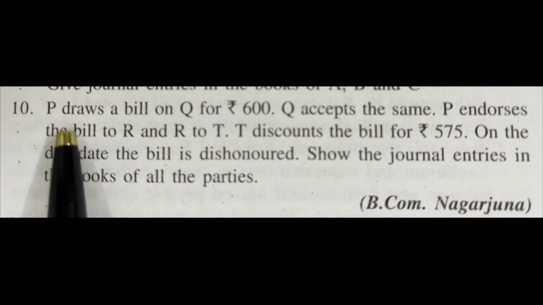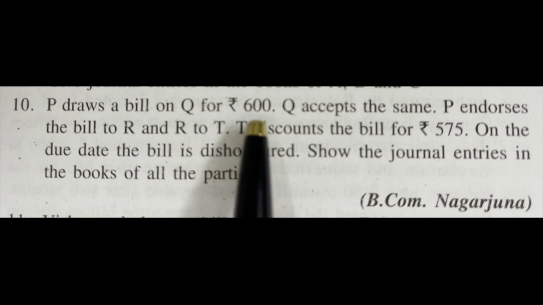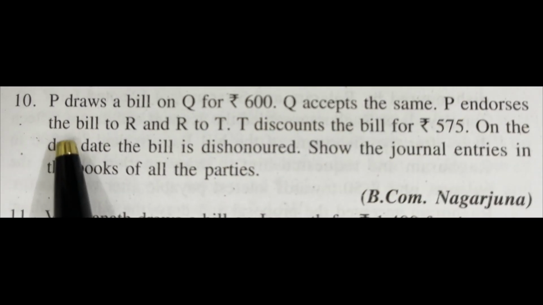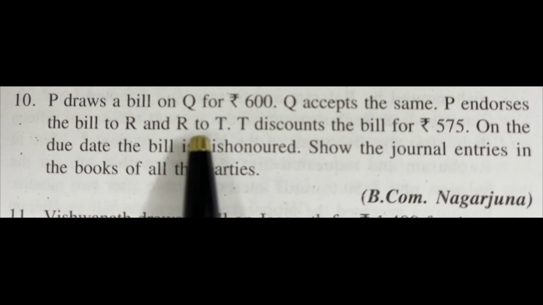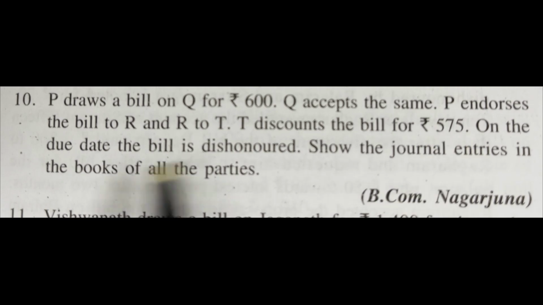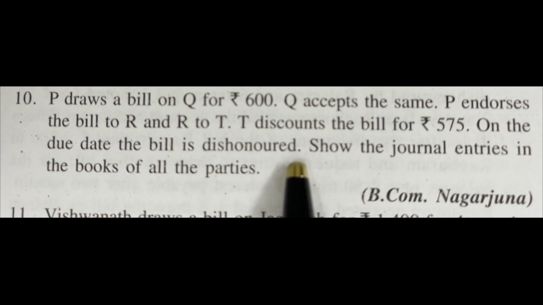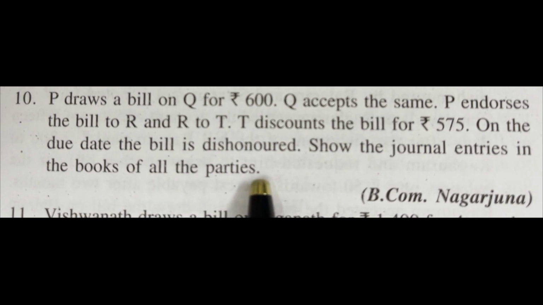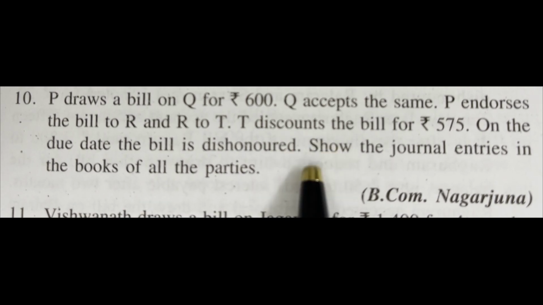10th problem: P draws a bill on Q for 600 rupees. Q accepts the same. P endorses the bill to R and R to T. T discounts the bill for 575 rupees. On the due date, the bill is dishonored. Show the journal entries in the books of all the parties. This is the question. Let us see the solution for this.